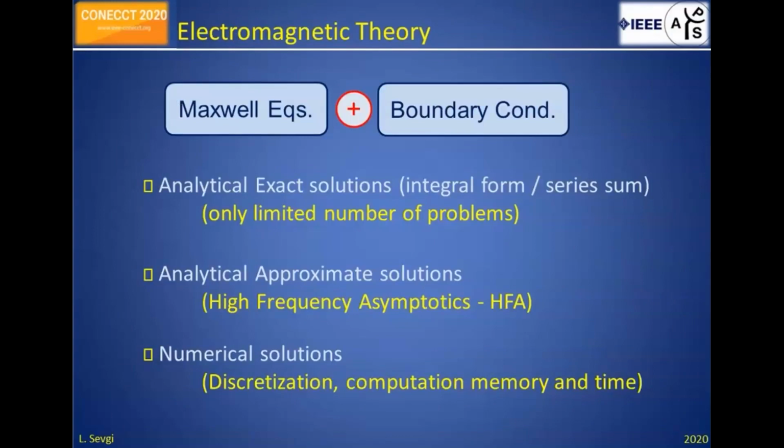We have analytical exact solutions, either in integral forms or series summation, but only a limited number of problems. Highly idealized problems have analytical mathematical exact solutions. So we usually use analytical approximate solutions, which we call high-frequency asymptotics. Then, in the last couple of decades, we have powerful numerical packages solutions. And discretization, computation time, and memory are critical in numerical solutions.